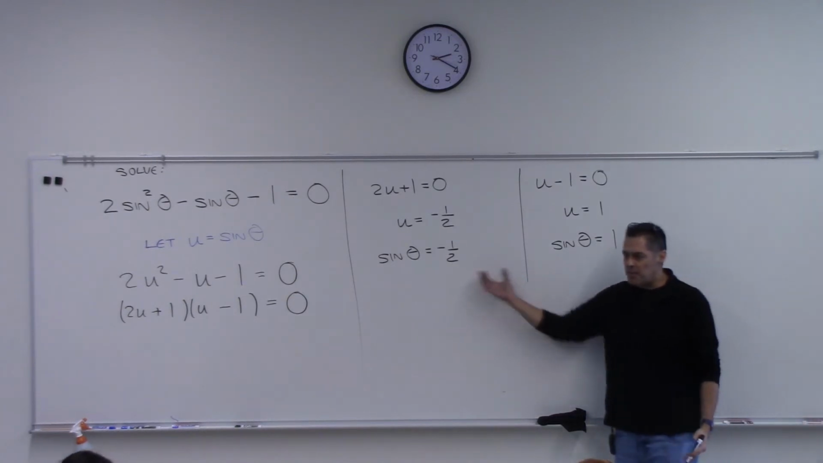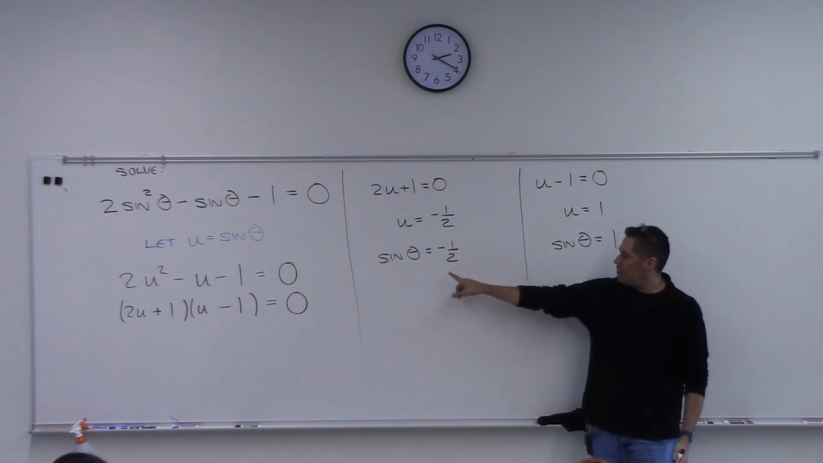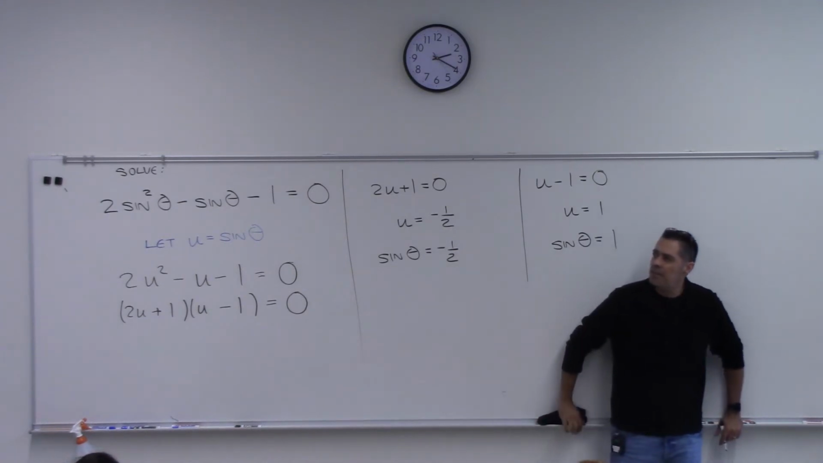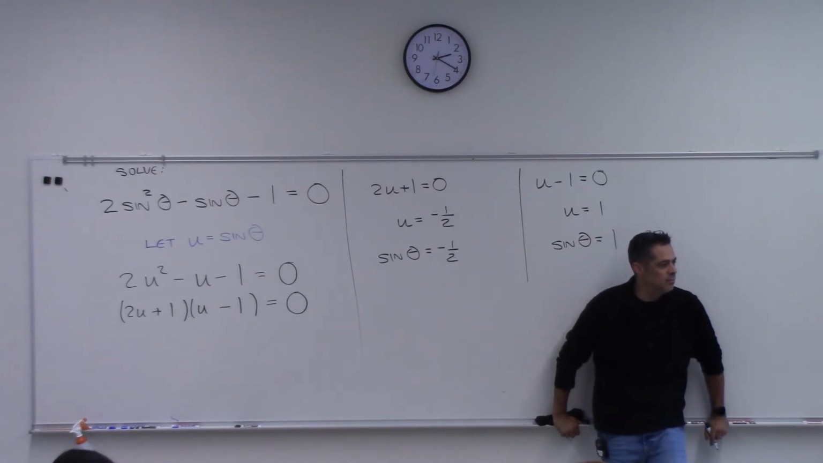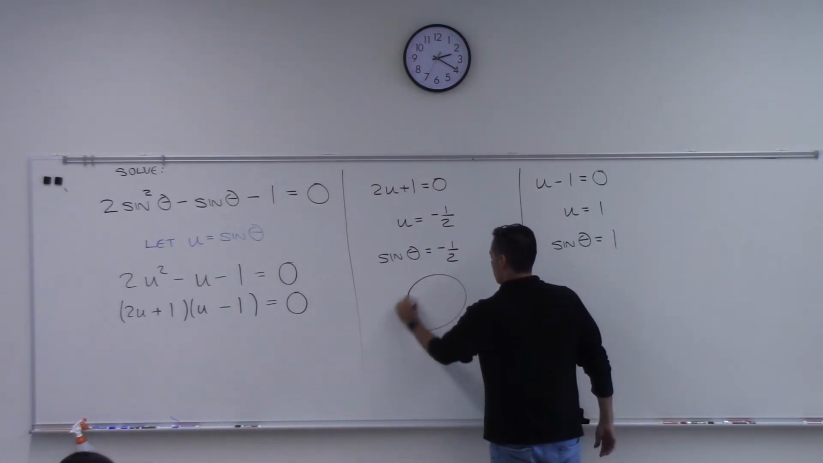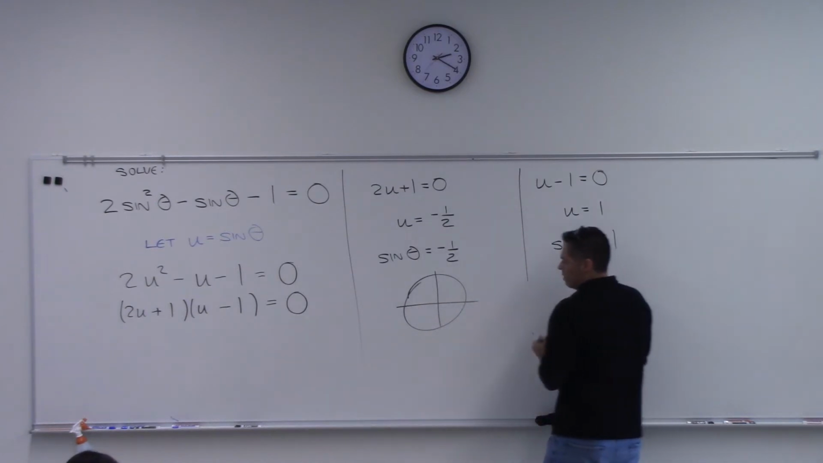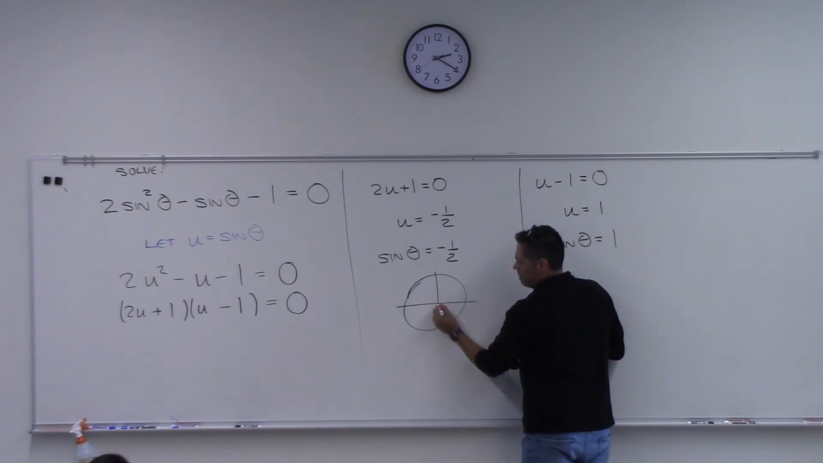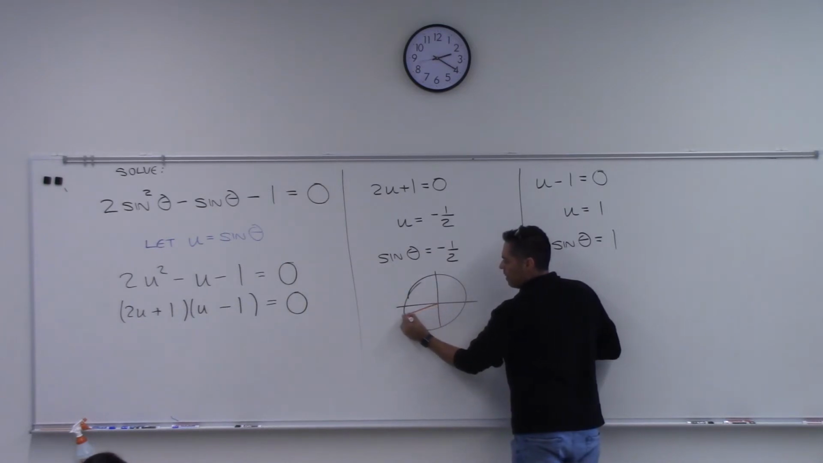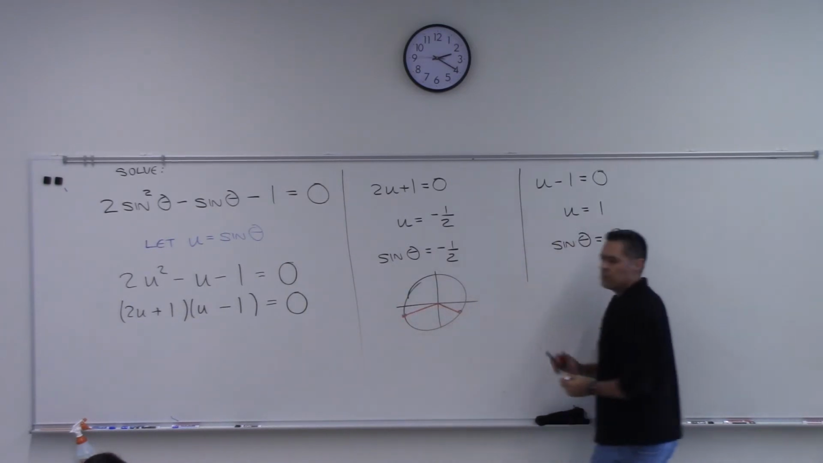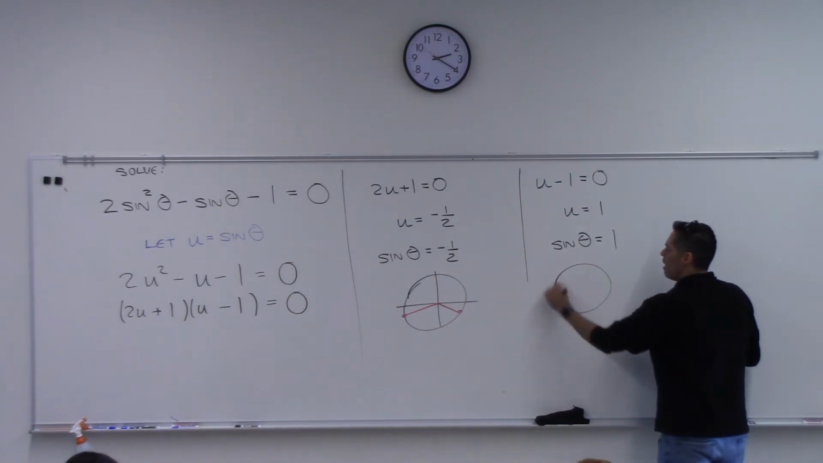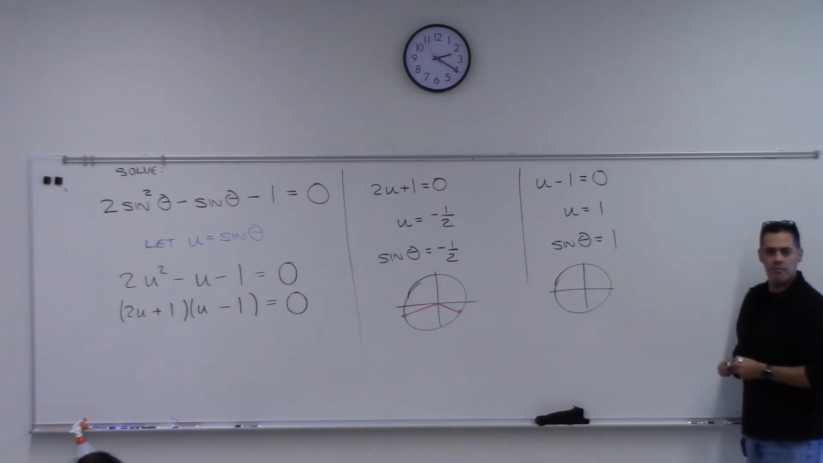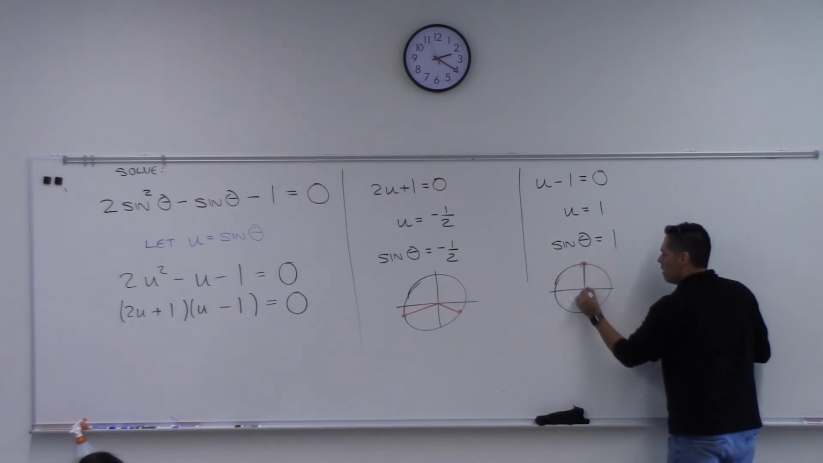Now, let's look at each of these as 2 separate problems. If I gave you this, what am I really asking for you to look at there? Where's the y coordinate negative a half on your unit circle? Negative half, right? So over there, and right there. Those 2 angles right there. And this one is saying, where is your y coordinate 1, which is straight up, right?